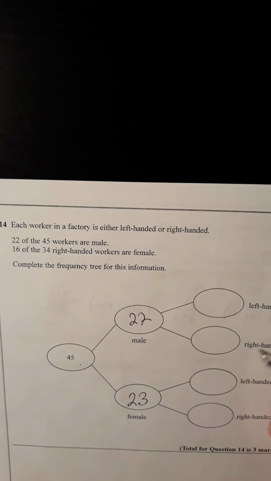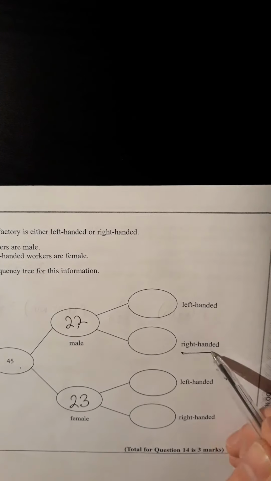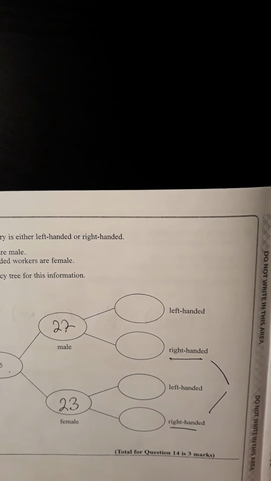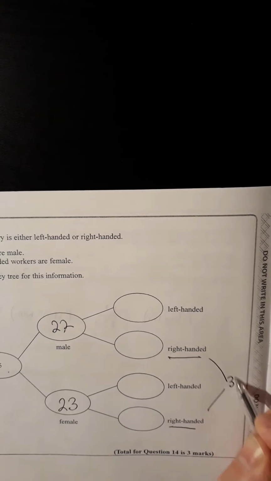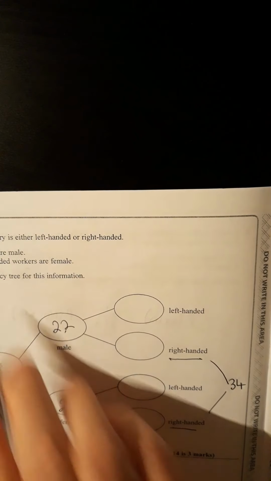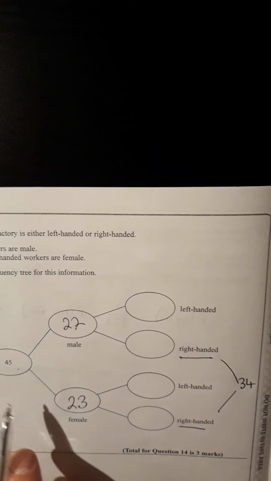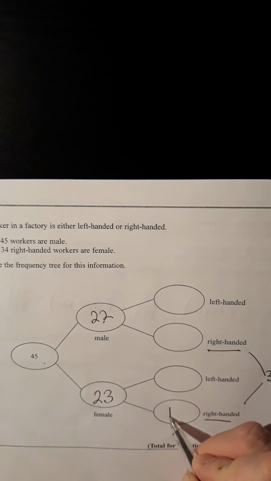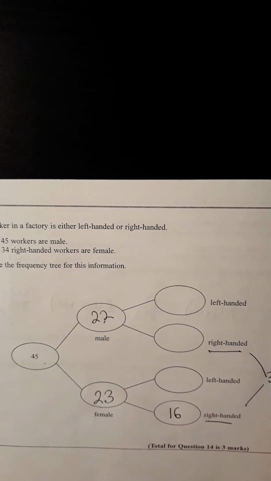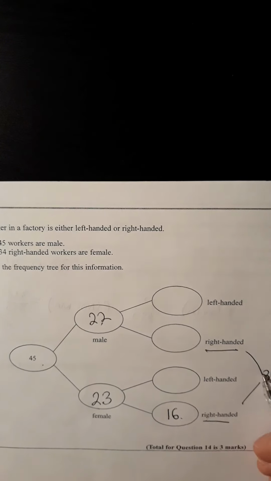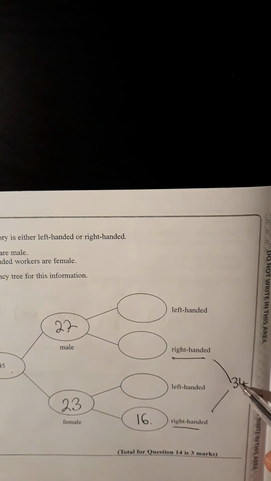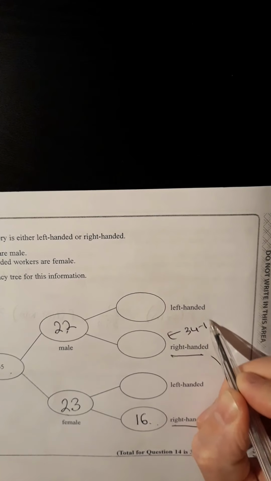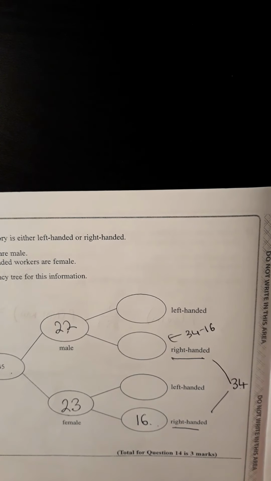So here we are. Right-handed we've got here and here. So we know that those two must add up to 34, I'm just going to put this here, there's no harm in doing this either. And we know that 16 of those are female. So we go down our tree, female, right-handed, that must be where the 16 goes. And if we take away 16 from 34, we'll find out what goes in this box. So 34 subtract 16, which gives us 18, I think.